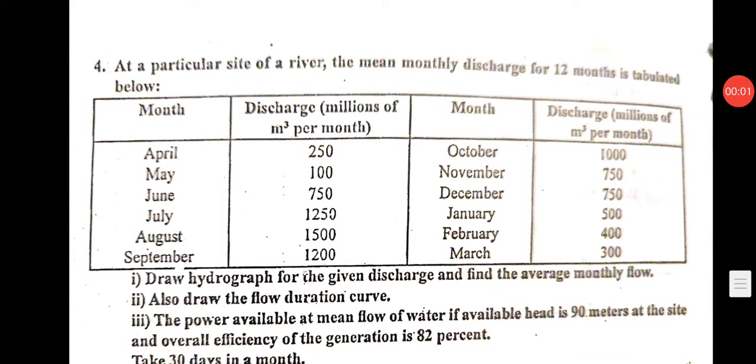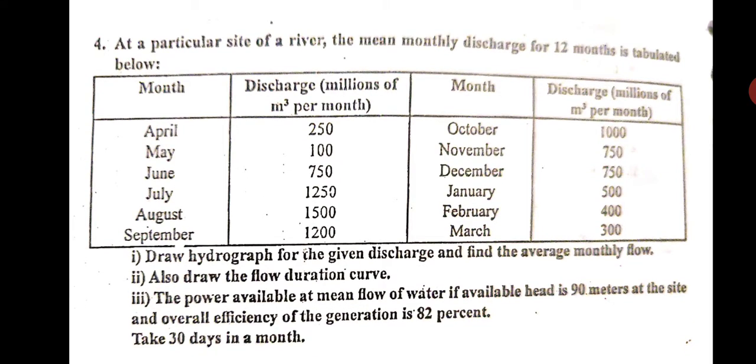Hello students, now we shall look at the third numerical on hydel power plants. At a particular site of a river, the mean monthly discharge for 12 months is tabulated below. The mean monthly discharge for 12 months is given in the table. The two columns are month, and discharge in millions of meter cube per month.